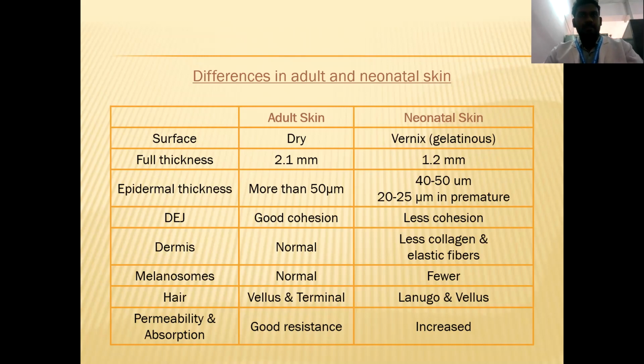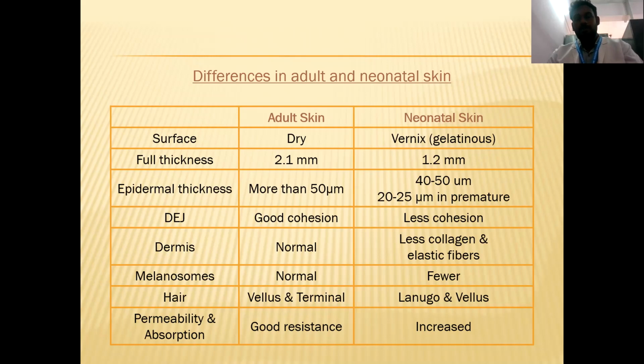Then epidermal thickness is also more than 50 micron in case of adult skin. In premature babies, it will be around 20 to 25 micron, and in term infants, it will be 40 to 50 micron. And the dermoepidermal junction will have good adhesion in adult skin, and in neonatal skin, it will have less cohesion. Dermis is normal in adult skin, whereas neonatal skin will have less collagen and elastic fibers in the dermis.